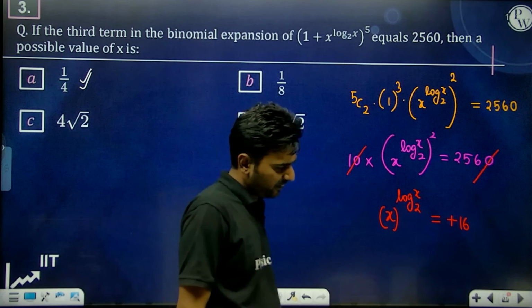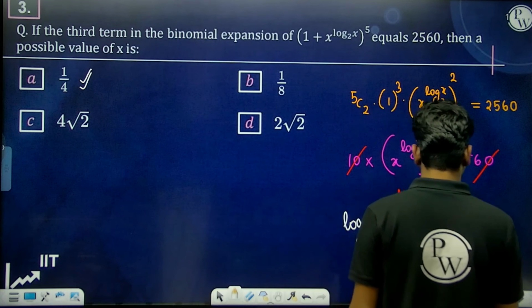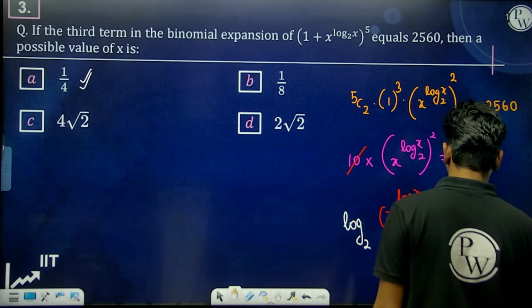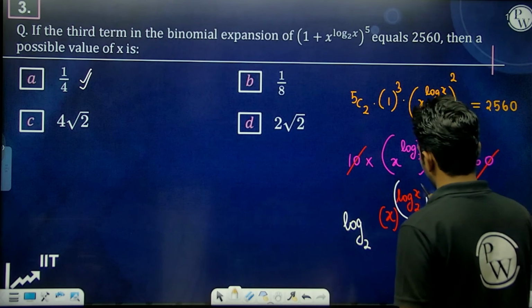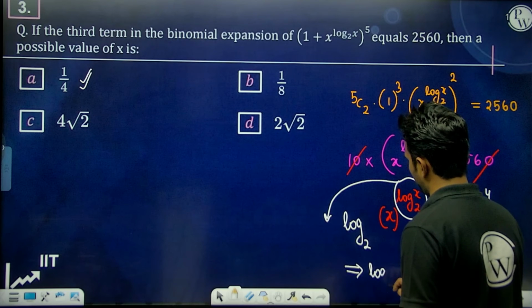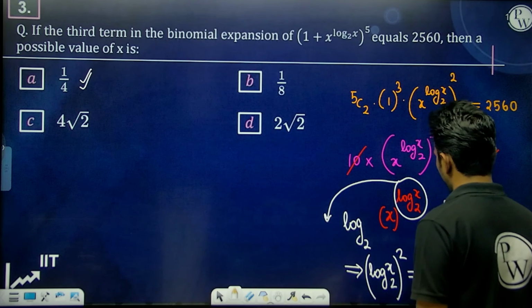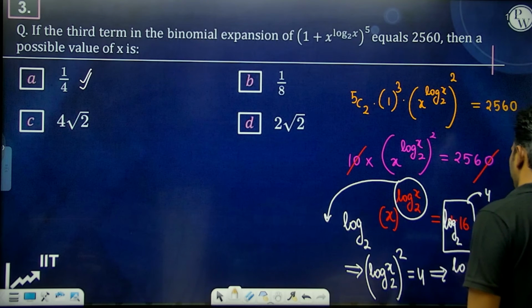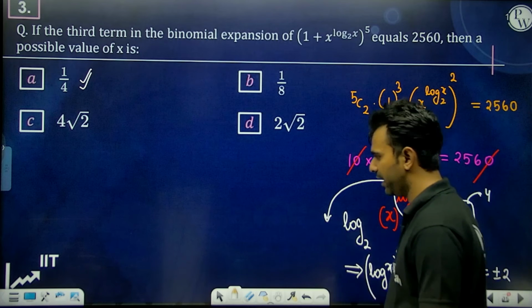You can take log to the base 2 on both sides. The moment you take log to the base 2 on both sides, this will become 4 and this will come in front. So ultimately the question will become something like this: (log of x to the base 2) whole square equals 4. From here, if you solve this, log of x to the base 2 equals plus minus 2, and from here two solutions are coming. One is 4 and another one being 1 by 4.